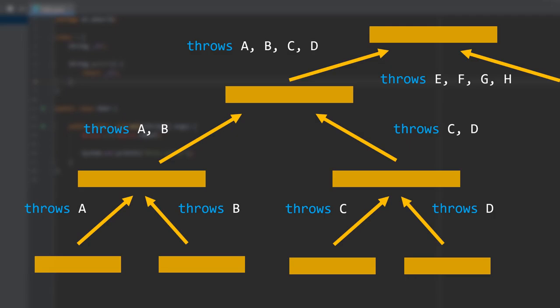Some people think they're good, some people think they're bad, because on the one hand, they make sure your code always handles exceptions at some point. Your application is way less likely to crash. But on the other hand, this throws bit here can get exponentially bigger, as you can see in this image here. The amount of exceptions this method can throw that need to be handled can just get bigger and bigger.